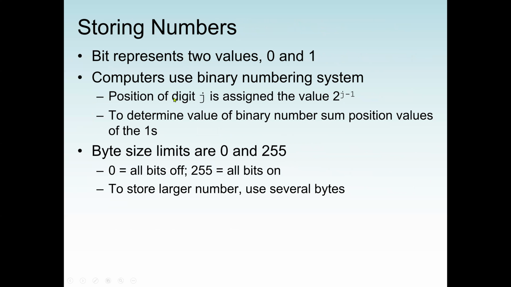Now, storing numbers. As we said, in a computer system the machine language is 0 and 1, so all data stored will be in numbers. Here we say a bit represents 2 values, 0 and 1. Computers use the binary numeric system, and normally a byte can range from 0 to 255. 0 means all bits off, and 255 means all bits on, which means they are all 1s.